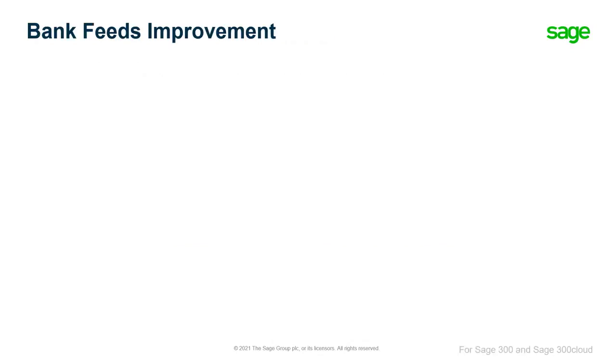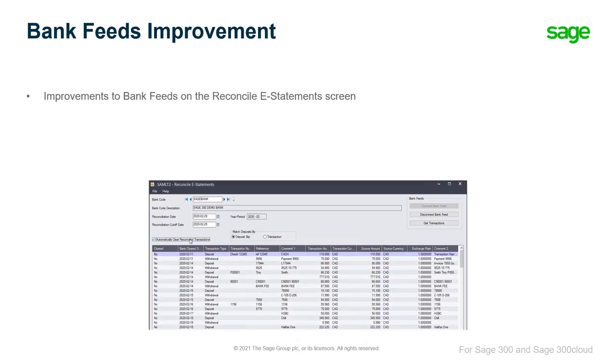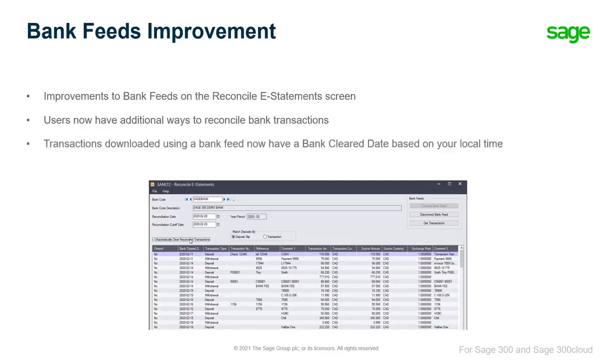With this version, we have made improvements to bank feeds on the Reconcile e-statements screen. When automatically reconciling transactions from a bank feed, the system now presents additional ways to match transactions. In addition, transactions downloaded using a bank feed now have a bank cleared date based on your local time.